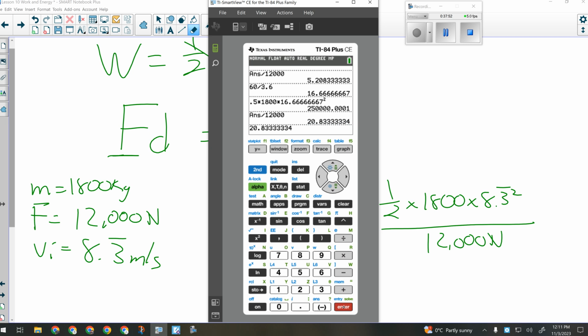This number divided by this number. There we go. Looks like 4 times further to me.